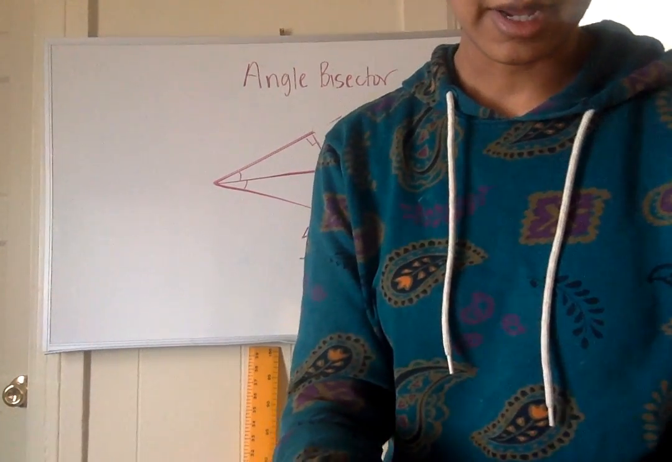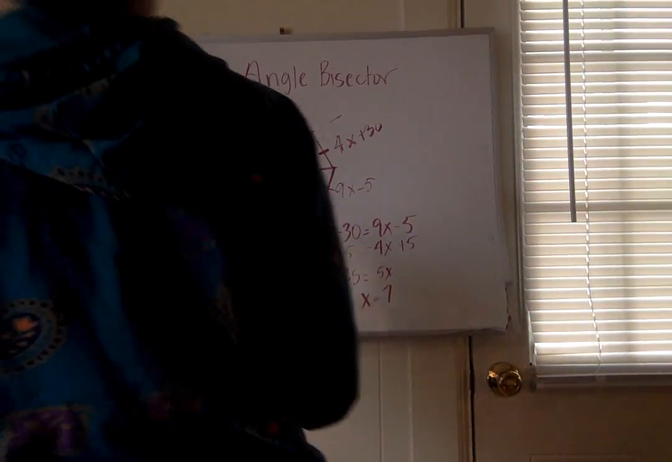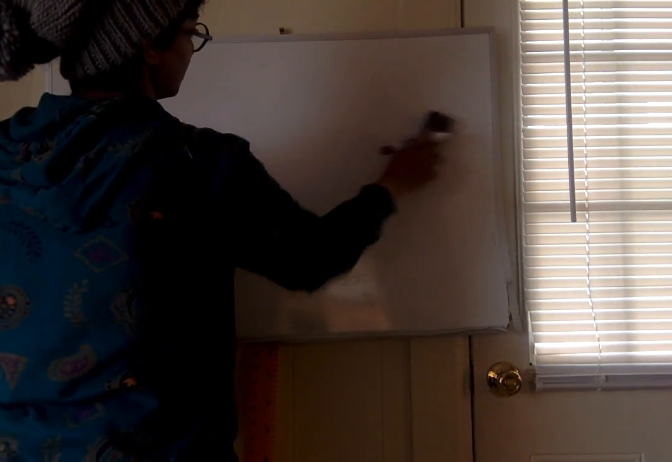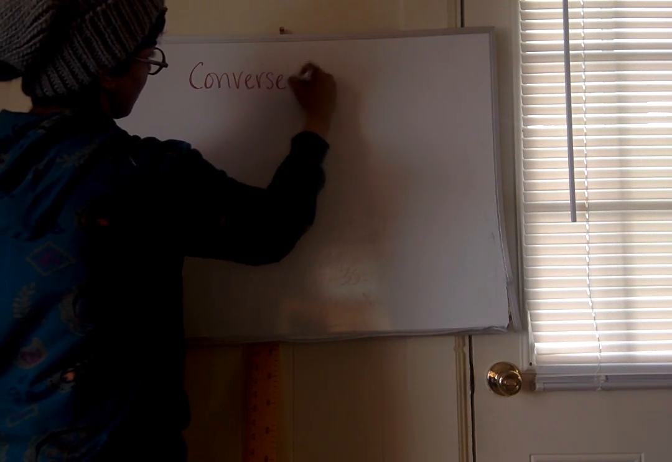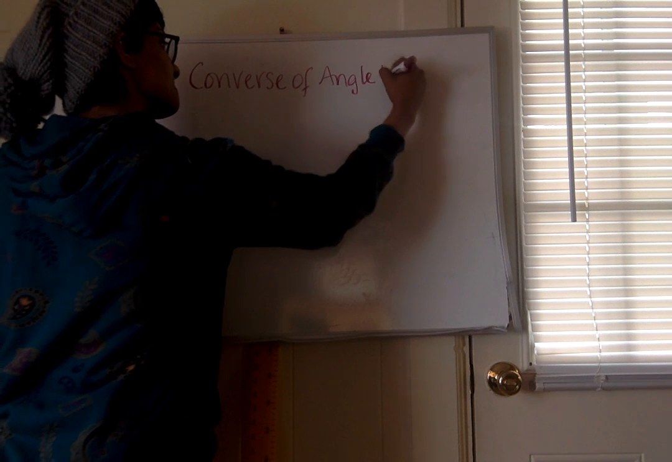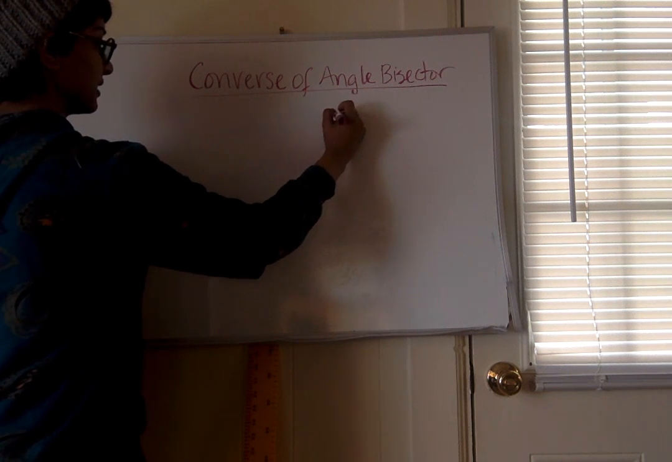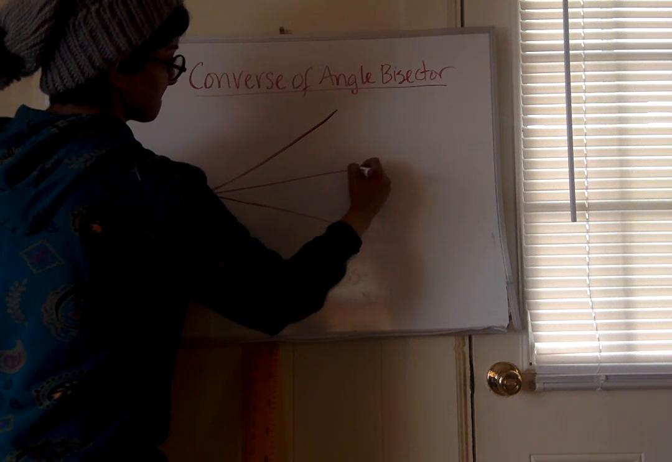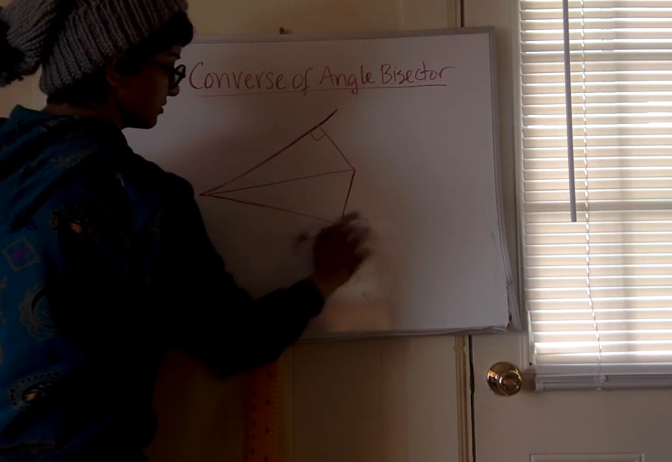Okay, so let's try a converse of the angle bisector theorem. A converse says, if I start with points equidistant on a line that cuts an angle, then it is an angle bisector. So it'll look something like this. Actually, this.